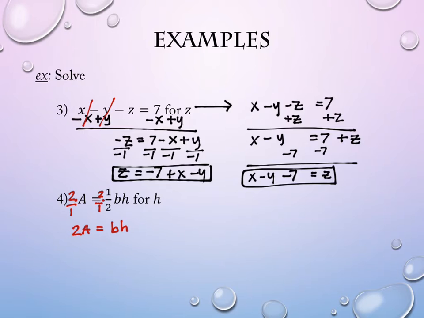So, still trying to get h alone. How do I get rid of the b? That one's going to be division. B and h are connected with multiplication. So the inverse of multiplication is division. So we would divide by b. So 2a over b equals h.